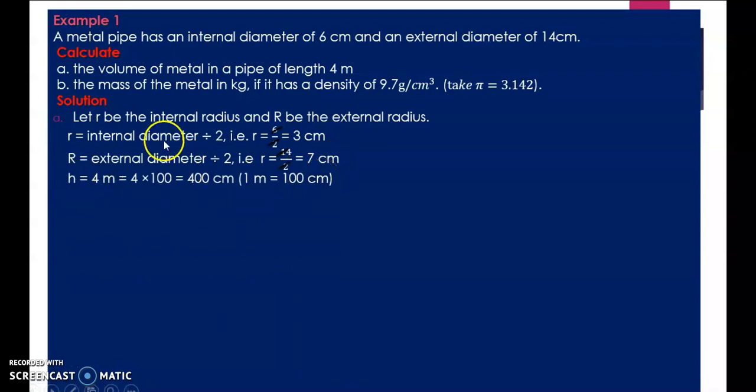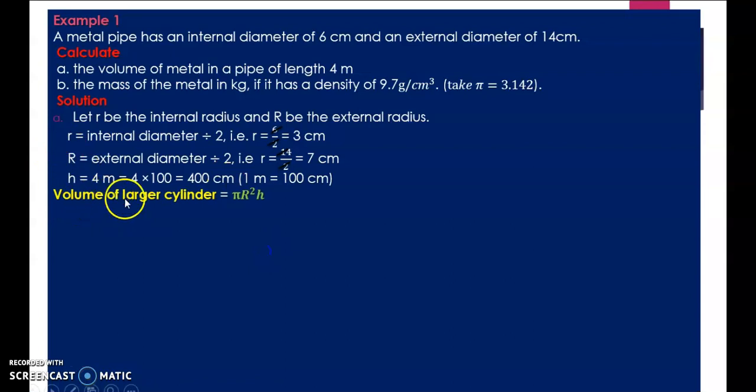Now we are given that the length of the pipe is 4 meters. The length of the pipe is given in meters, so we need to convert that 4 meters back to centimeters, which is the height of the pipe. And recall that 1 meter is equal to 100 centimeters. So in converting 4 meters to centimeters, we just need to multiply 4 by 100. So 4 times 100 will give us 400. So 4 meters is equal to 400 centimeters.